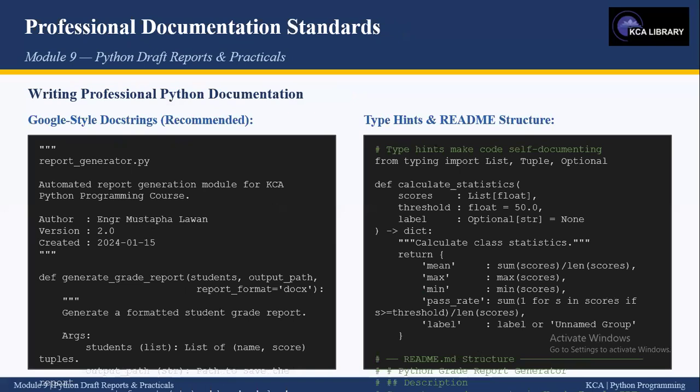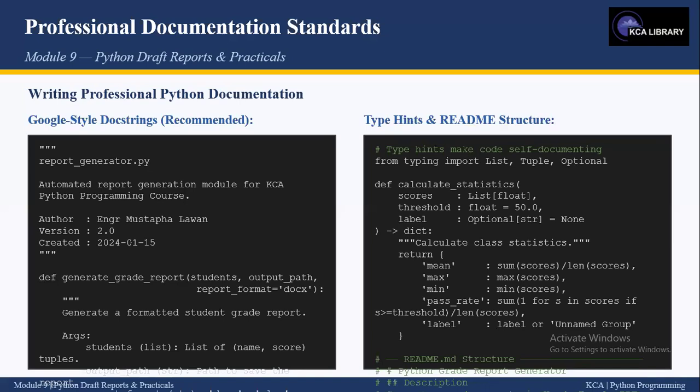Professional documentation standard. Professional Python code requires comprehensive documentation at multiple levels. A module-level docstring appears at the top of every .py file and states the module's purpose, author, version, and creation date. Function docstrings follow the Google style, which is widely used in professional Python development.